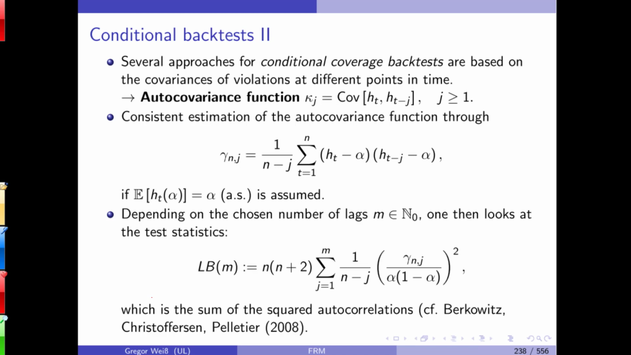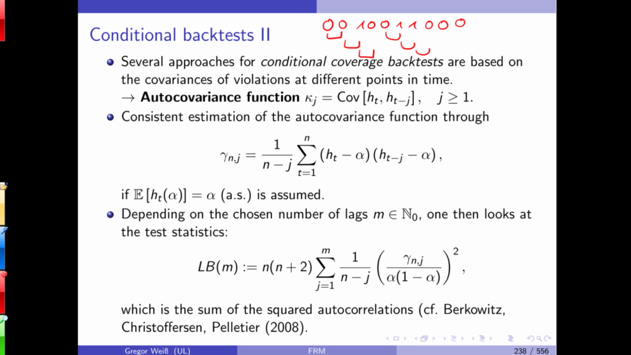And here, this is the same. If we have a time series, and this is a time series of ones and zeros, we can look at the correlation between one point and the next point. So we'll look at this, and this, and this, and this, and so on, and we'll calculate the autocovariance of this hit sequence.